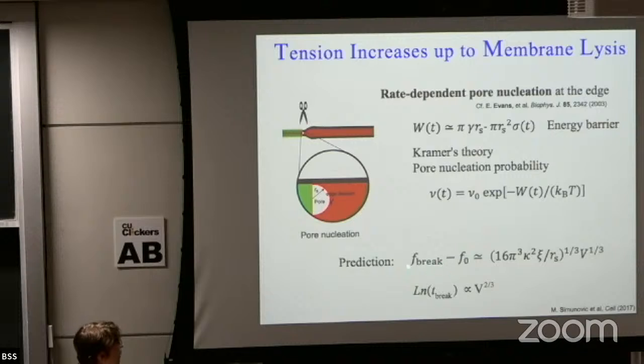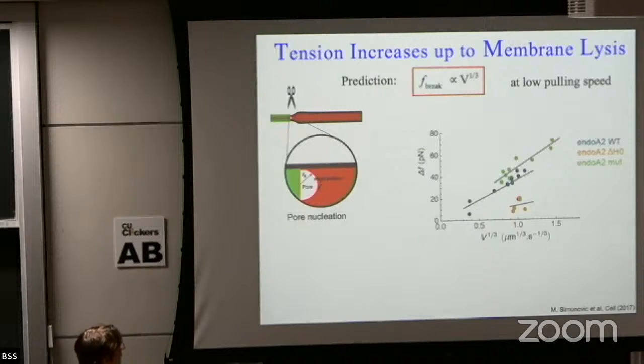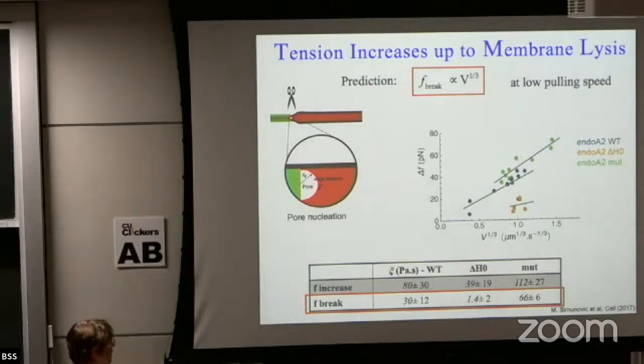So we checked if the force at which we observe breaking scales as velocity to the 1/3. You can see that we did that for the wild type protein and for the two mutants, the one where we cut the amphipathic helix and the other mutant here. You can see that the scaling is perfect. We have a 1/3 scaling. And from that we can deduce the friction that we measured before from the force increase. We have also the same tendency for the fission. So now we obtain a friction coefficient of 30 for the wild type, and again we see a strong reduction when we cut the amphipathic helix.